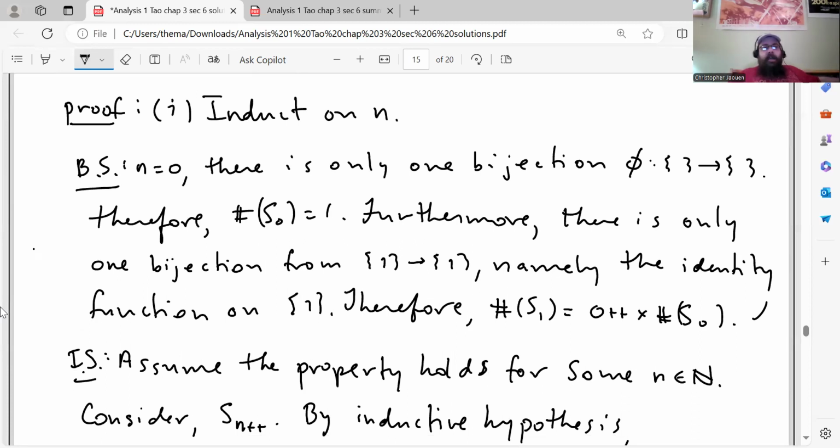So here, induct on n, base step is n equals 0. There's only one bijection from the empty set to the empty set. Therefore, the cardinality of S0 is 1. Furthermore, there's only one bijection from the singleton set containing 1 to itself, namely the identity function on that set. Therefore, the cardinality of S1 is equal to the successor of 0, which is 1, times the cardinality of S sub 0, which is also 1. 1 times 1 gives you 1, and that works out.